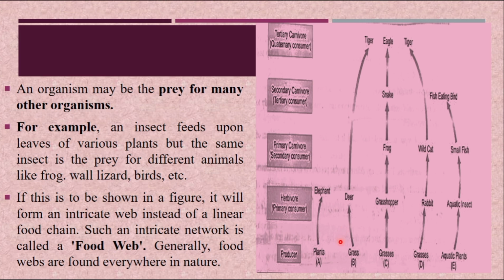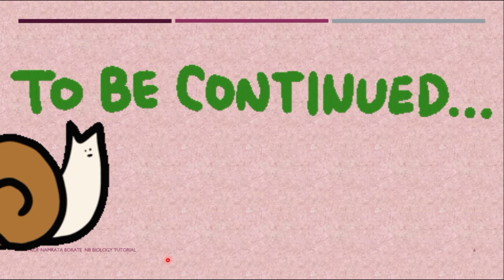an intricate web. आताच आपण बघितलं की ते एकमेकांसोबत लिनियरली इंटरकनेक्टेड असतात आणि त्याच इंटरकनेक्टेड लिंकला काय म्हटलं जातं, त्याला म्हटलं जातं फूड वेब.